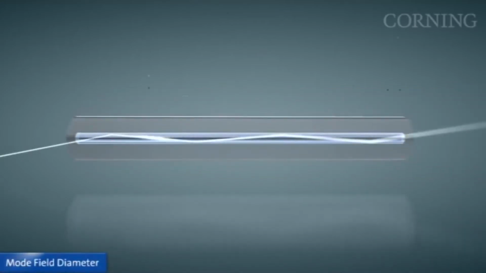In a single-mode fiber, some of the optical power is actually guided outside the core. In fact, as much as 30% of the light propagates in the cladding layer of some fibers. The mode field diameter defines the size of the optical power distribution in the fiber.